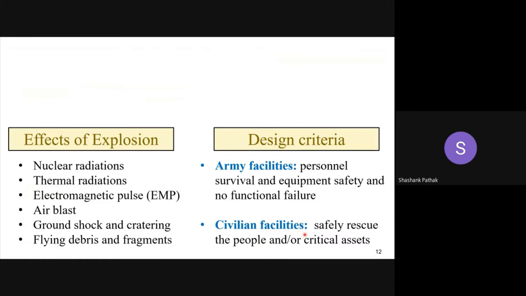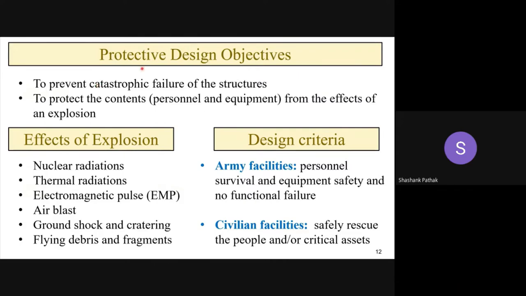Therefore, it is important to understand what is our design criteria, what kind of structure we are going to design, what is at stake, and that's why we need to do this risk analysis. So protective design objectives can be to prevent catastrophic failure of the structure, to protect the contents, personnel and equipment from the effect of an explosion. That's what I have explained.